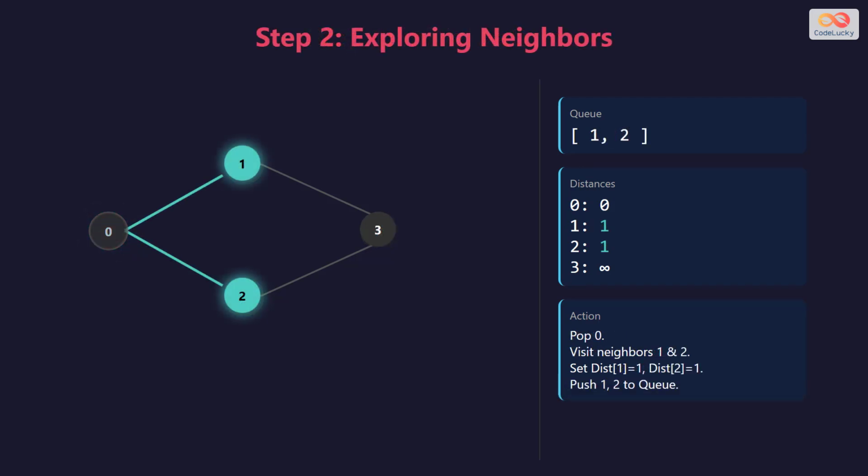We remove node 0 from the queue and look at its direct neighbors, nodes 1 and 2. Since we haven't visited them yet, we update their distance to be 1 more than the current node's distance. So, both become distance 1. We then add them to the queue to explore their neighbors later.